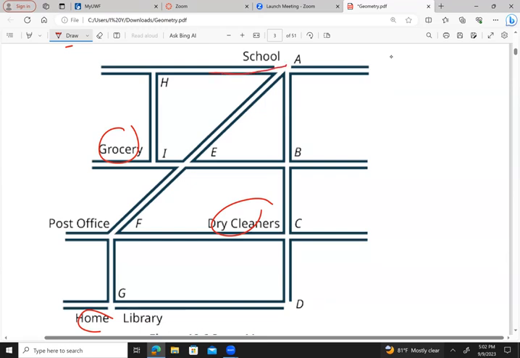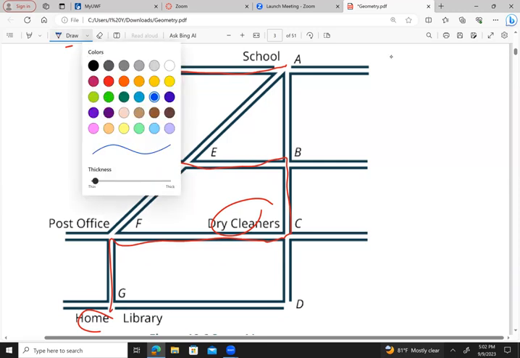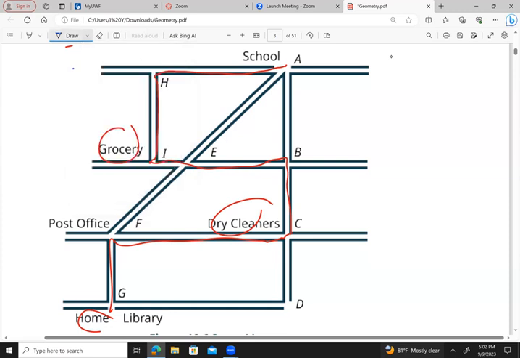I could go this way. Go by the grocery store. Go down. Go by cleaners and go home. It's a different color. How else could we do this? But we could go like this and here and then down here, here, here, or even this way.